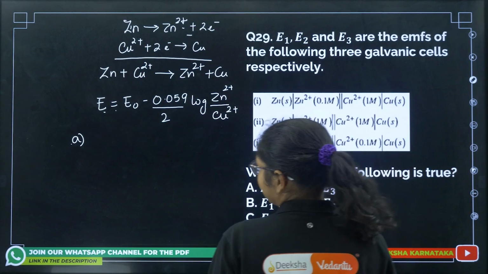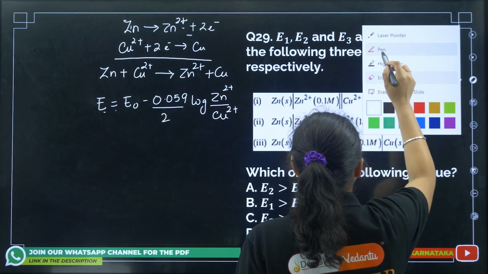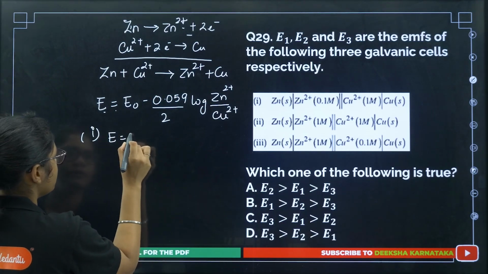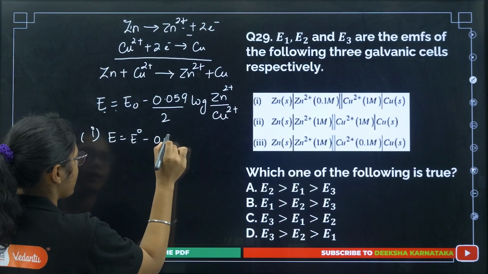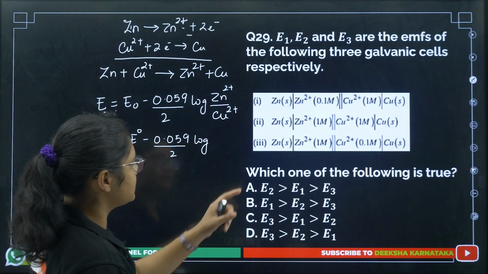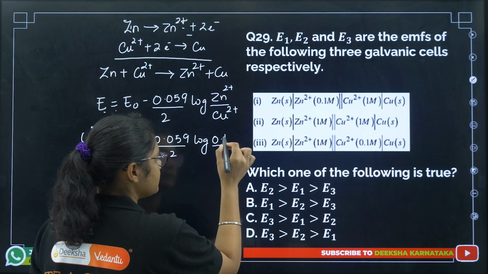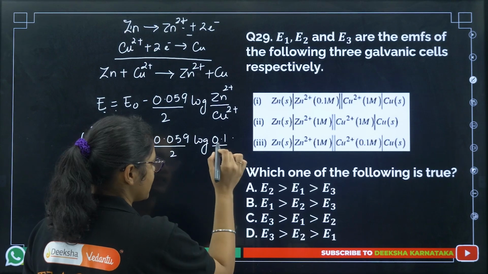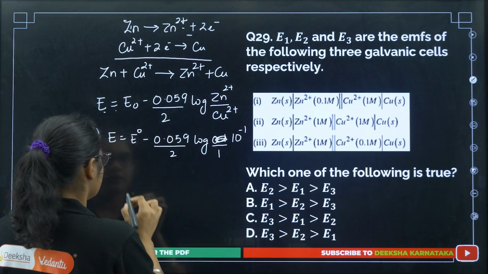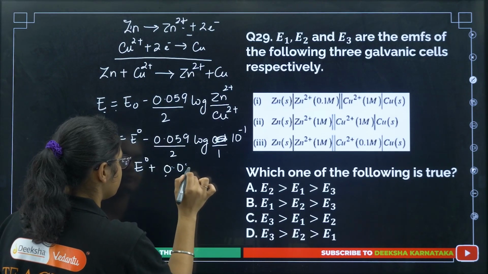So if I do for the first cell, I'll get E is equal to E0 minus 0.059 by 2 log of, what is the Zn2+ concentration? 0.1, and this is 1. So I'll get 0.1 by 1, which can be written as 10 to the power of minus 1. This minus 1 will come in front. So what will be the E value? E0 plus 0.059 by 2.